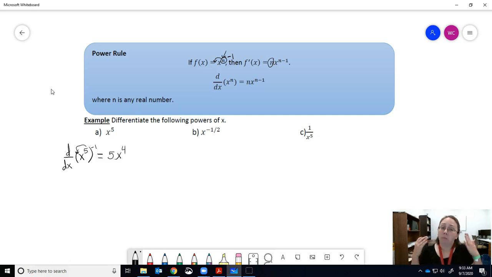So we need to appreciate that people have proven that these rules we're going to write down work. Without that, we would be doing a crazy amount of algebra to solve these problems. Okay, let's try another one.